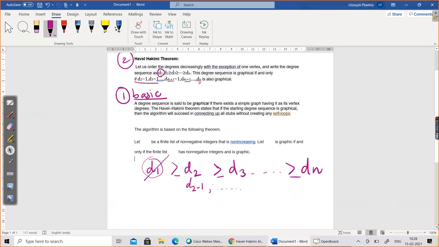Suppose the first number is 4. Then for the next 4 vertices you have to subtract 1. For the next 4 numbers you will subtract 1 and the rest will remain the same. Do you understand this? It is not done up to the last vertex. Do you observe this?